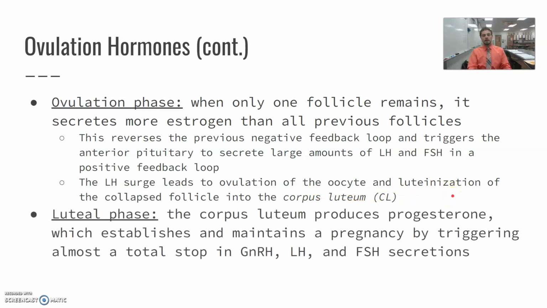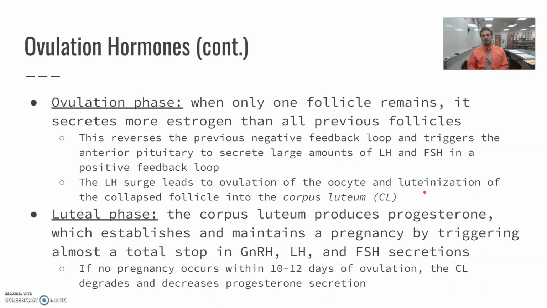We do abbreviate the corpus luteum, the CL. And then after ovulation, you get the luteal phase. So the CL is going to be producing progesterone. I think of progesterone as being pro-pregnancy because it's going to help establish and maintain a pregnancy by telling GnRH, LH, and FSH secretions to basically stop, because those are the hormones responsible for the growth and development of a new follicle. And if you're hoping for a pregnancy, you're hoping that the follicle that was just released is fertilized and implanted, and you don't have to worry about releasing any more oocytes for the near future.